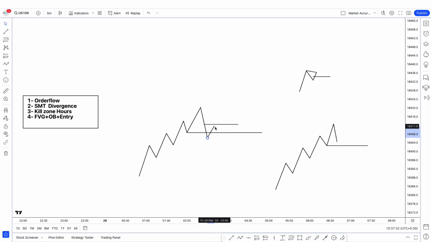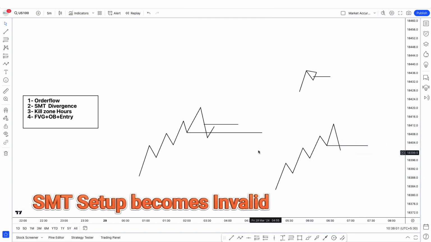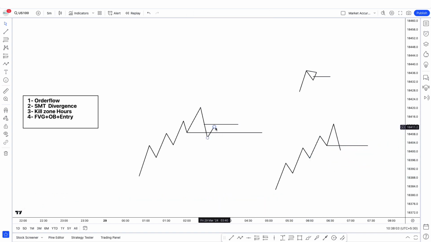However, if price is somewhere around here and it hasn't shifted the market structure, and NAS goes ahead and sweeps out this low, then that SMT setup becomes invalid. Why? Because we did not have a market structure shift. So that is very important, guys. Please rewind back if you didn't understand what I said and watch it again.